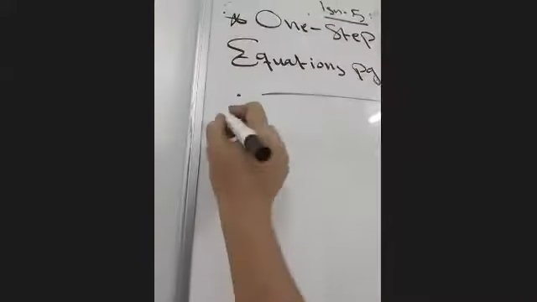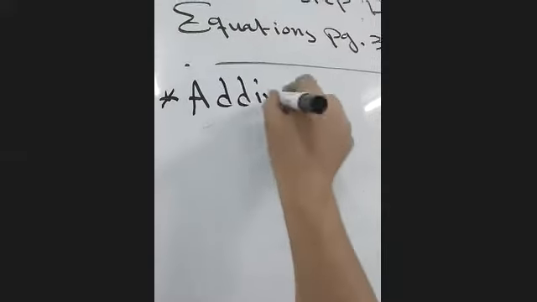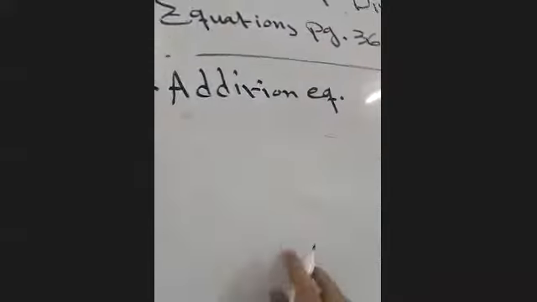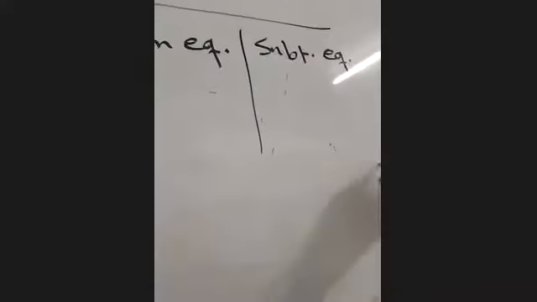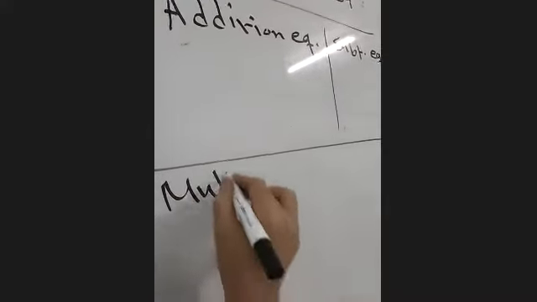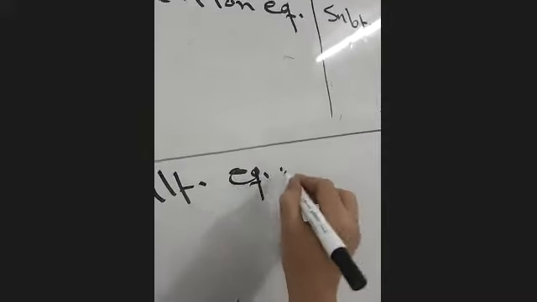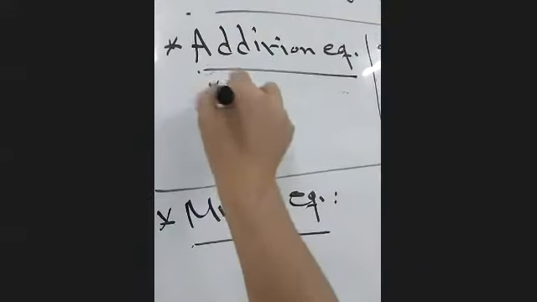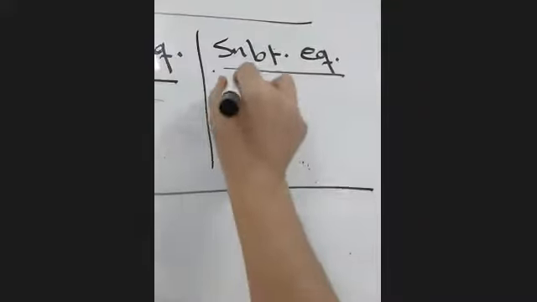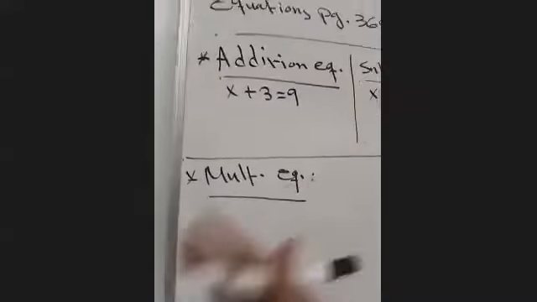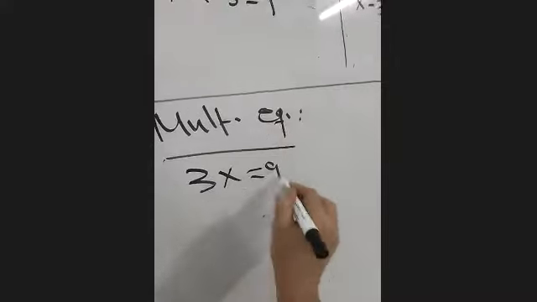Now, let's start our lesson, guys. But before we start, let's remember what we did until now. Until now, we took 3 types of equations. The first one is the addition equation. The second one is the subtraction equation. The third one is the multiplication equation, right? For example, in the addition equation, x plus 3 equal 9. In the subtraction equation, x minus 3 equal 9. In the multiplication equation, 3x equal 9.